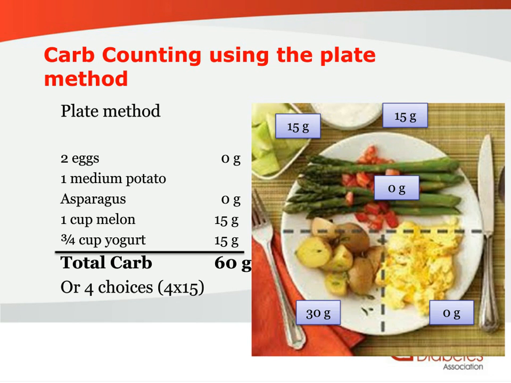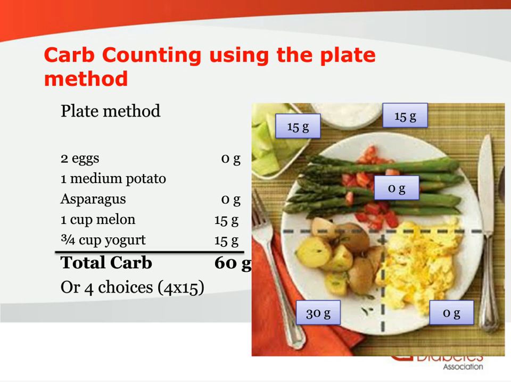So in this example, they chose melon for their fruit, and it's about a cup of melon for 15 grams. They've got 3/4 a cup of yogurt for 15 grams, and they've got 1 medium potato all chopped up, which would be, sorry, it's not showing there, but 30 grams. So together we have 60 grams, or 4 choices.